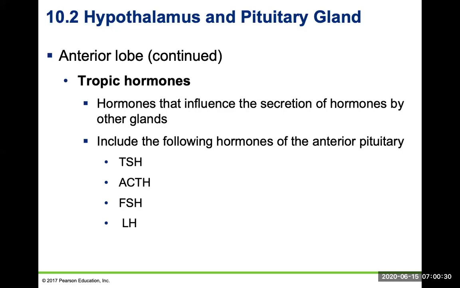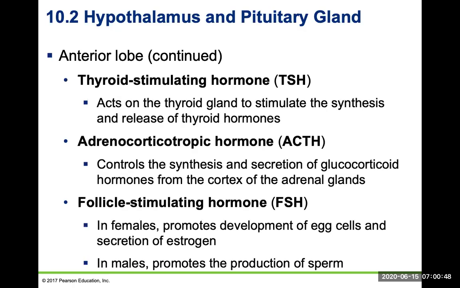Tropic hormones are hormones that influence the secretion of hormones by other glands. They include the following hormones of the anterior pituitary: TSH, ACTH, FSH, and LH. Thyroid stimulating hormone acts on the thyroid gland to stimulate the synthesis and release of your thyroid hormones. Adrenocorticotropic hormone controls the synthesis and secretion of glucocorticoid hormones from the cortex, the outer layer of your adrenal glands themselves.